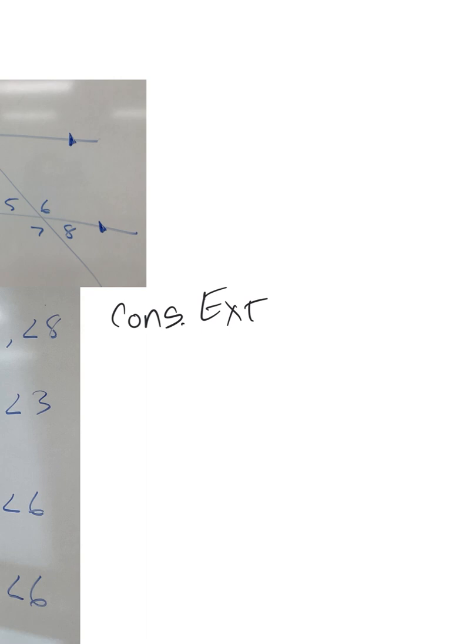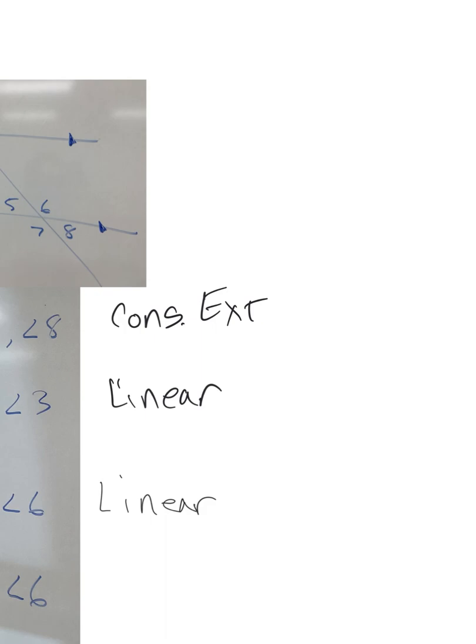Yes, linear. What does that mean to be linear? It's for the same line. Yes, you add them together to equal 180. Okay. Number 7, 5 and 6. Linear, they're supplementary. Number 8, 3 and 6.